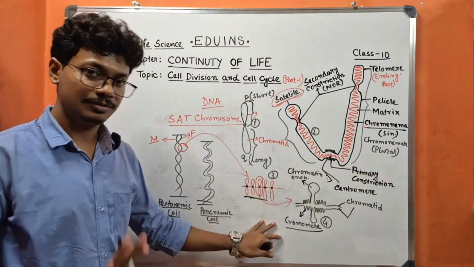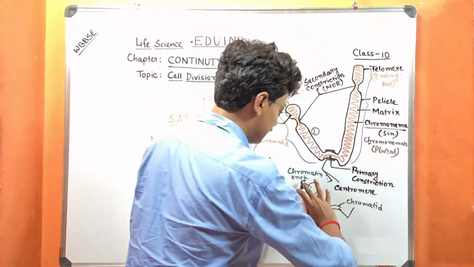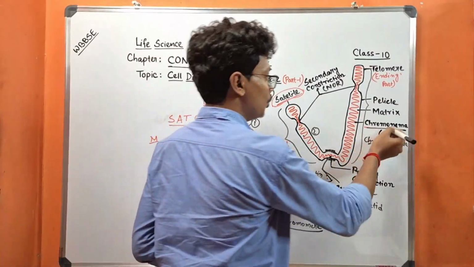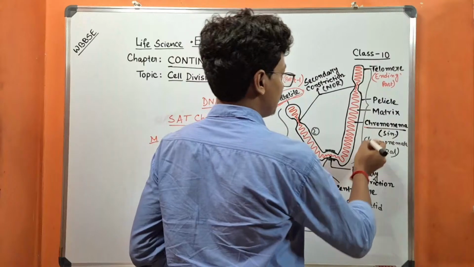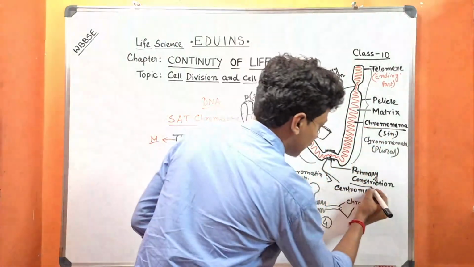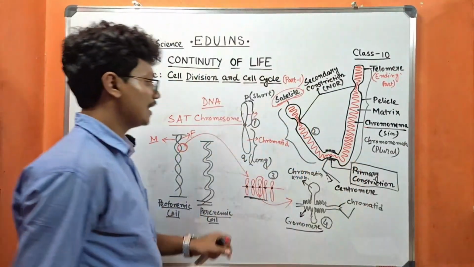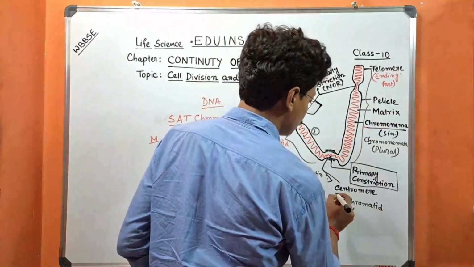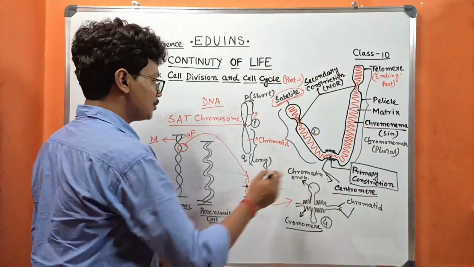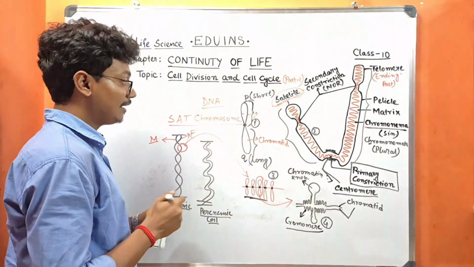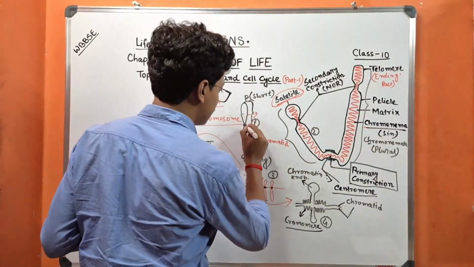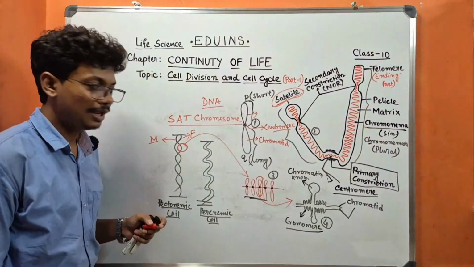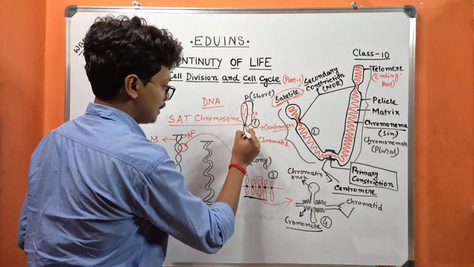So the structure is clear. The bead-like part of the chromosome is known as chromonema. Now the region that is the primary constriction, where the two chromatids get attached, is also known as centromere. What is centromere? This part where the two chromatids are attached is known as centromere.